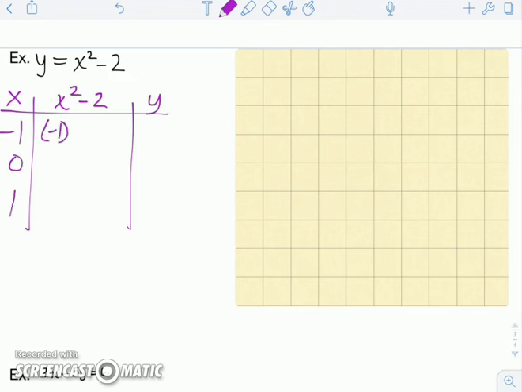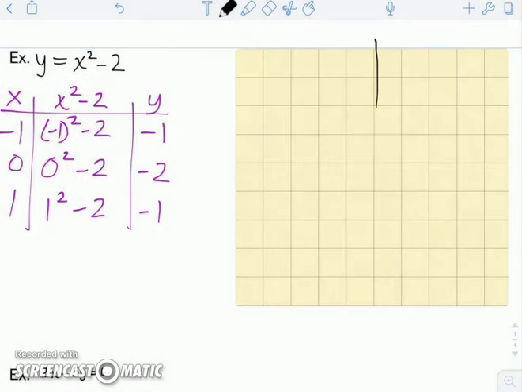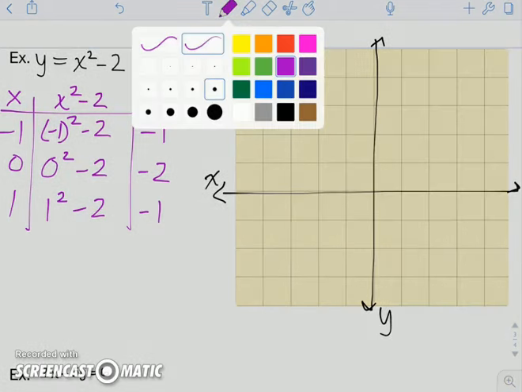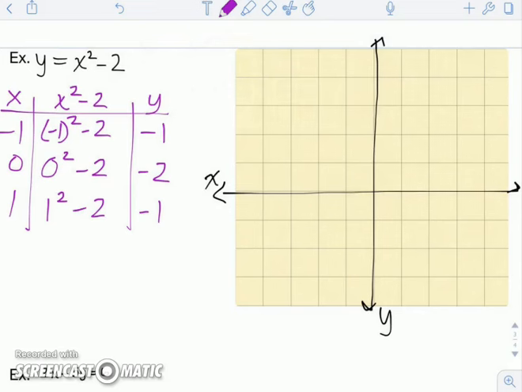So -1 squared minus 2, I'm going to do 0 squared minus 2, and 1 squared minus 2. -1 squared is actually 1, minus 2 is -1. 0 minus 2 is -2, and 1 minus 2 is -1. So again, I draw my y-axis, I draw my x-axis, my first point that I'm going to plot is -1, -1. I plot 0, -2, and I plot 1, -1.